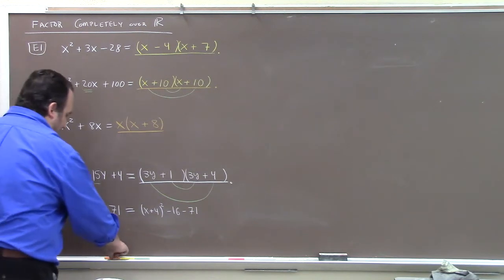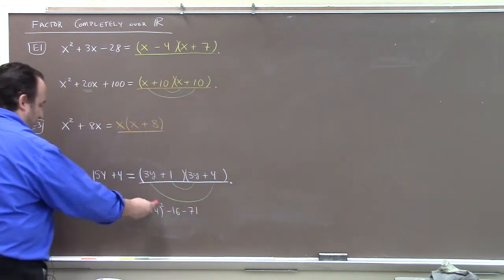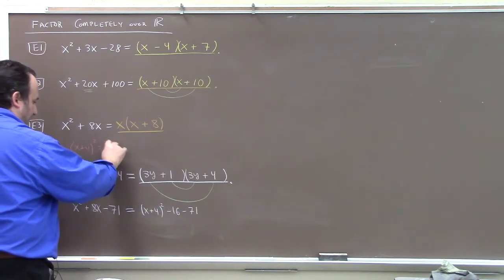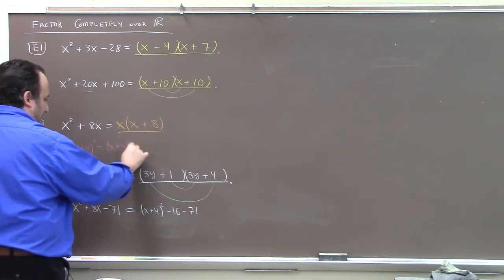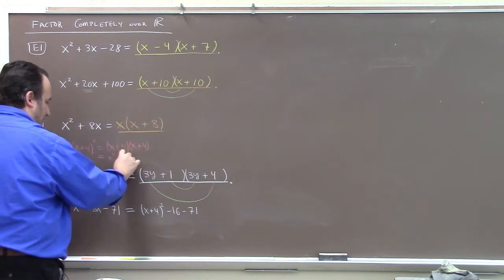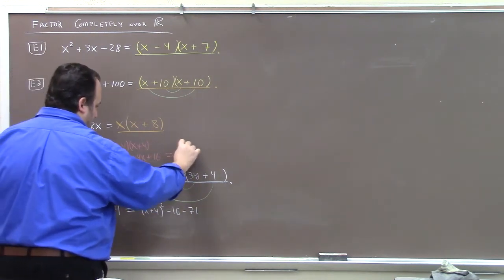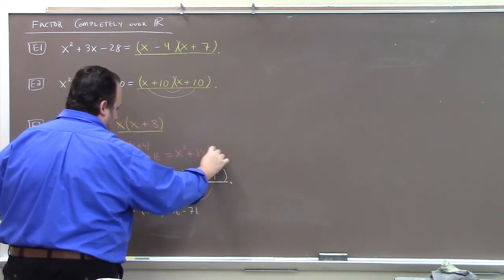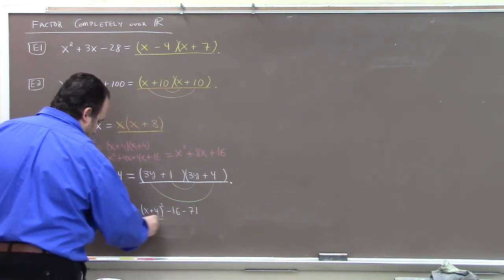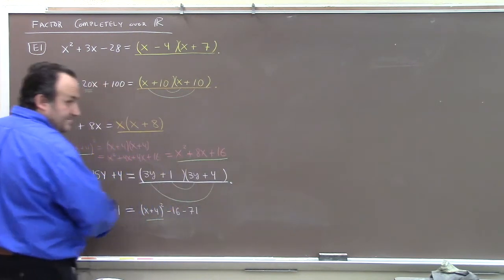Work it out here for a second. Let me just write it out here. So x plus 4 squared is x plus 4 times x plus 4, right? Which is x squared plus 4x plus 4x plus 16, which is x squared plus 8x plus 16, right? So this guy right here, x plus 4 squared, is literally all that.